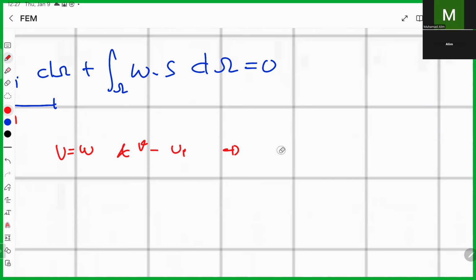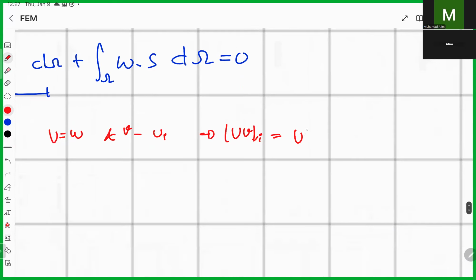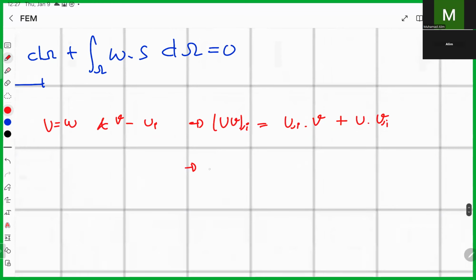You want to perform the derivative of u times phi with respect to i. Then this will be u_i multiplied with phi plus u multiplied with phi with respect to i. So this is what you want to get. And then we replace u with w here, and we replace phi with u_i, and then you will eventually have this.